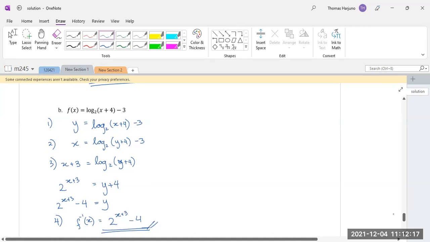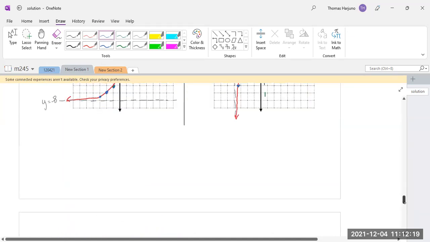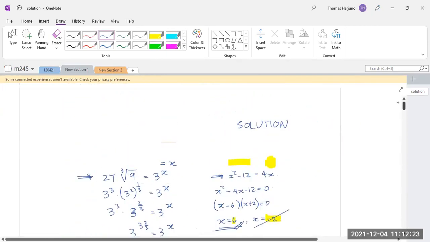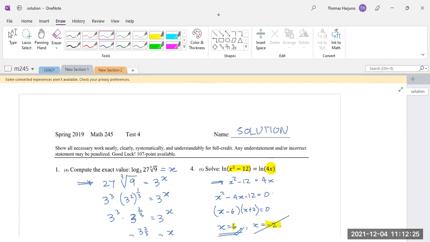Okay, that's the solution of this 419 Math 245 test 4.